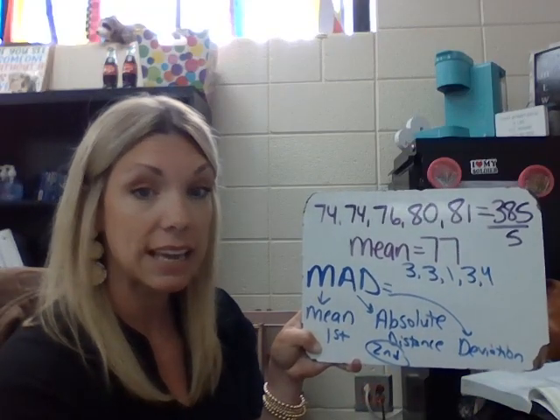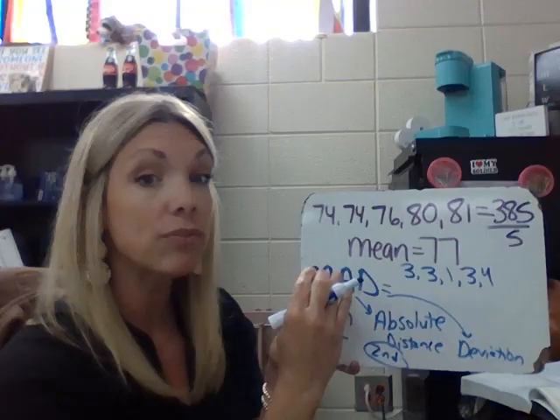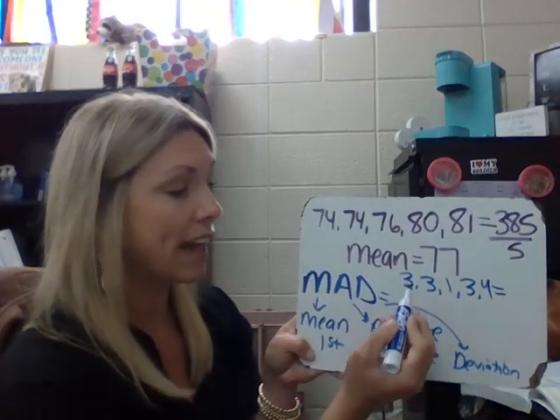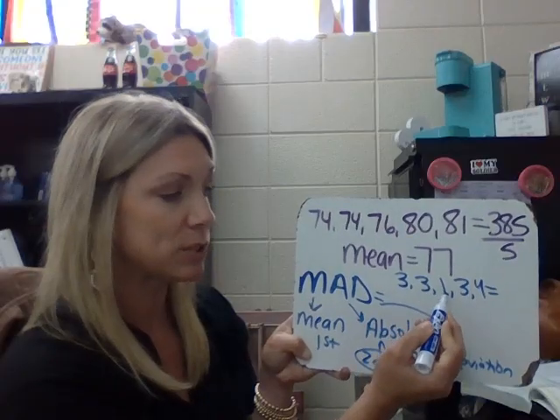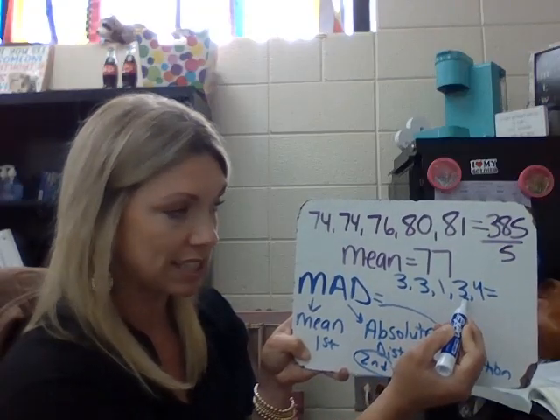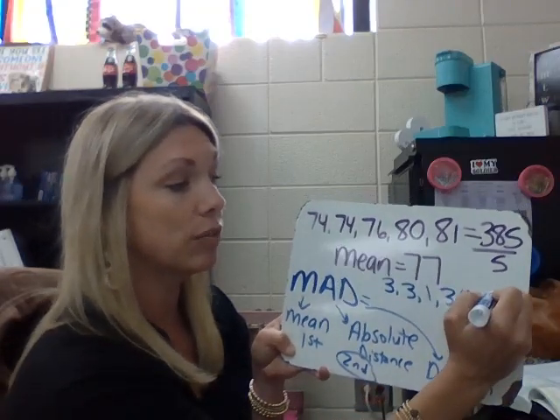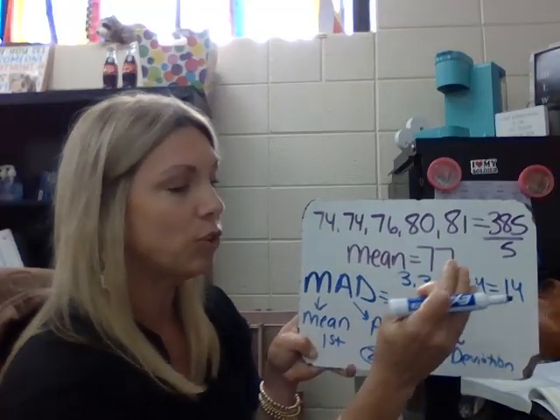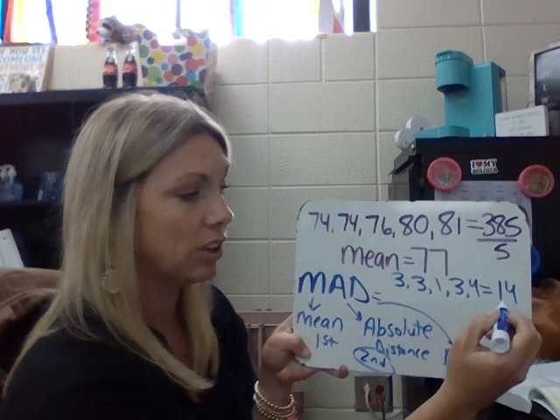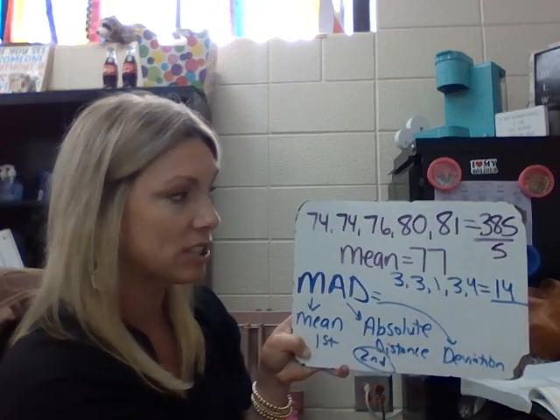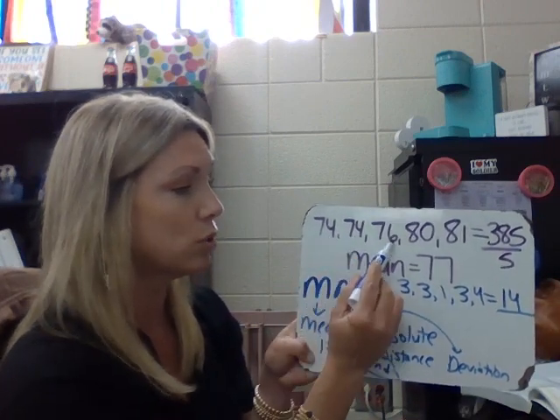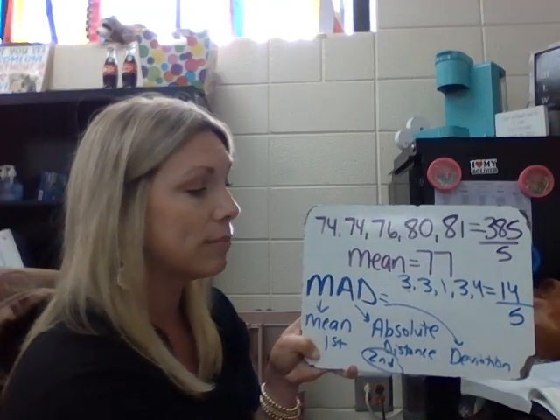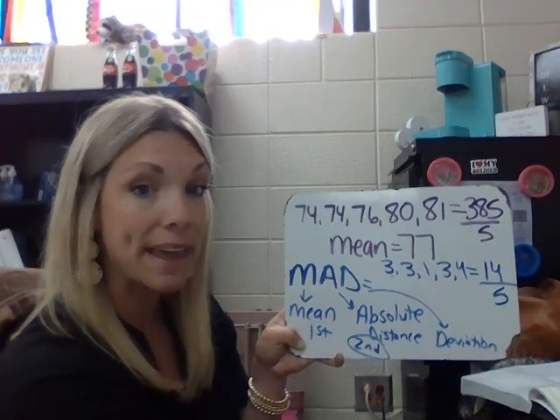Well, for MAD, you're not done. After you find your distances, we add those up. If you add 3 plus 3 is 6, 6 plus 1 is 7, 7 plus 3 is 10, plus another 4, you get 14. Then, just like your mean, you take the sum of all your distances and divide by how many numbers there are. You should have the same numbers. 1, 2, 3, 4, 5. We have 1, 2, 3, 4, 5. 14 divided by 5 is how you find your MAD.